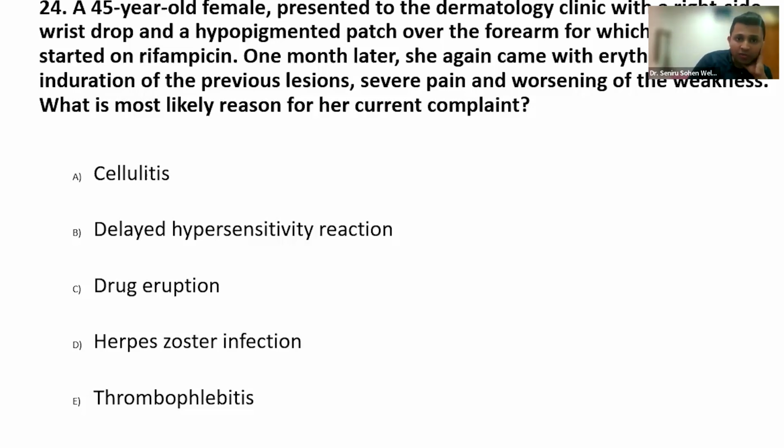One month later, she again came with erythema and induration of the previous lesion, severe pain and worsening of the weakness. So what is the most likely reason for her current complaint? This is most likely what we call a lepra reaction. The options are cellulitis, delayed hypersensitivity reaction, drug eruption, herpes zoster infection, and thrombophlebitis. Out of all the possible answers, if you don't know about lepra reaction, it would be B or C, whether it's a drug related process or a delayed hypersensitivity reaction.